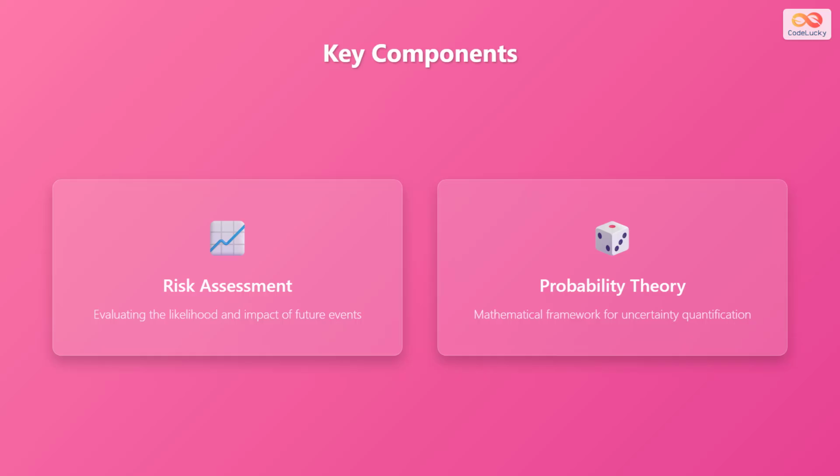Let's look at some key components of actuarial science. First, we have risk assessment. This involves evaluating the likelihood and impact of future events. Second is probability theory. This is the mathematical framework for quantifying uncertainty.